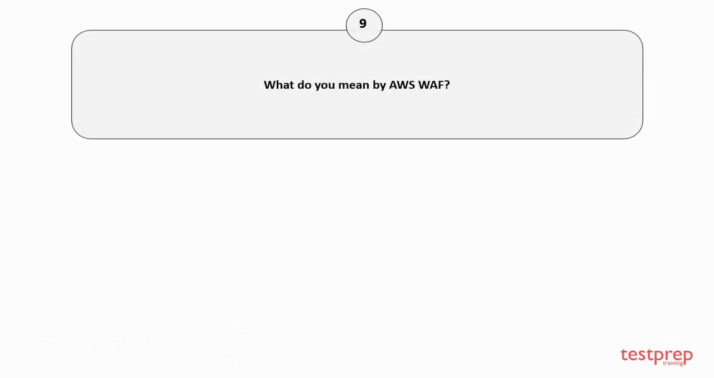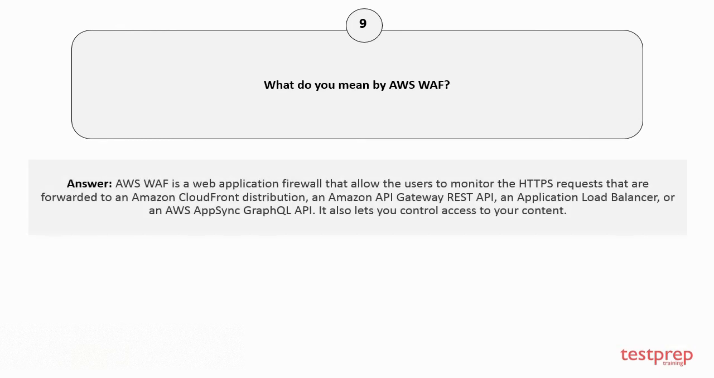Question number 9, what do you mean by AWS WAF? Your answer is, AWS WAF is a web application firewall that allows the users to monitor the HTTPS requests that are forwarded to an Amazon CloudFront distribution, an Amazon API Gateway REST API, an application load balancer, or an AWS AppSync GraphQL API. It also lets you control access to your content.